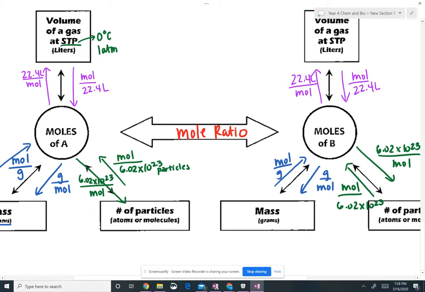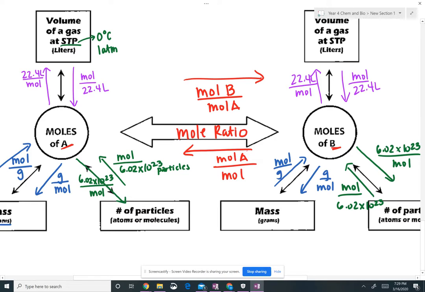If you're going to go from moles of A to moles of B, you have to use this mole ratio. Basically, you will get your moles of B, which is the thing that you want, and then you will have moles of A at the bottom. And that's if you're going this way. If for some reason you're looking at the map and you're going this way, then you want your moles of A at the top and your moles of B at the bottom.